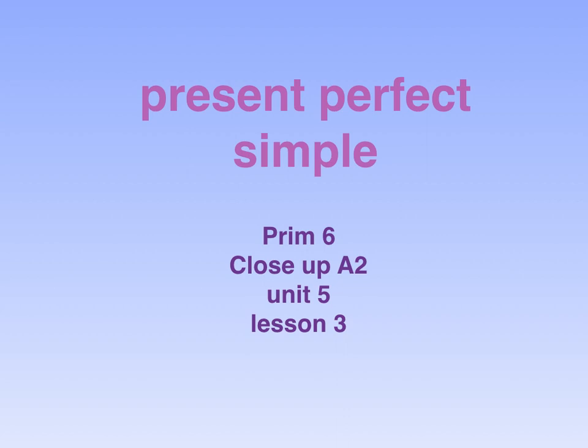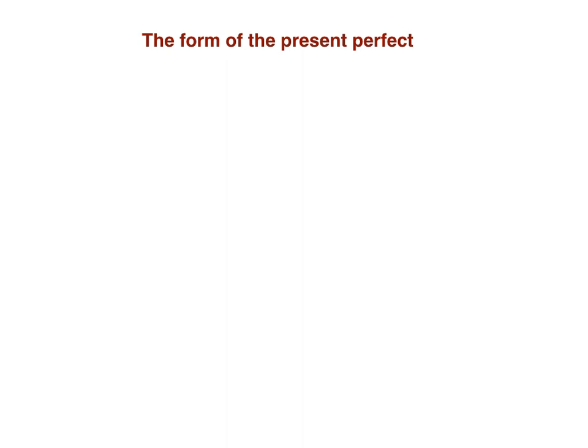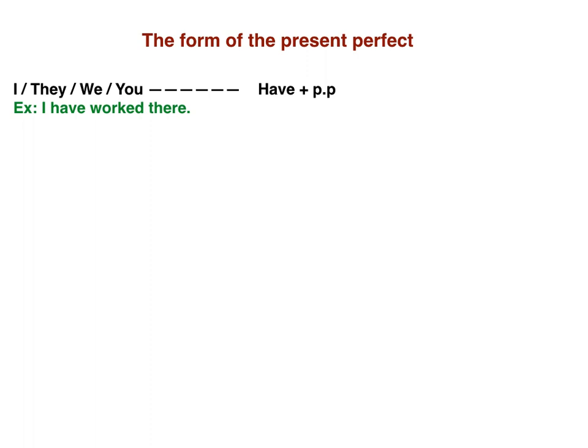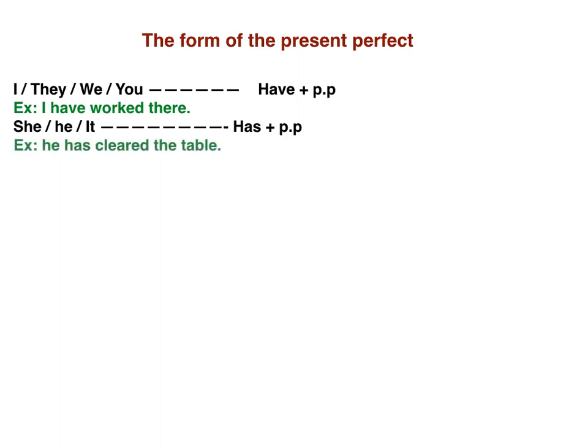Before we start our exercise, let me teach you how to use the present perfect simple first. What is the form of the present perfect tense? We use I, you, we, or they with the auxiliary verb have plus the verb in the past participle. For example, I have worked there. Or we use she, he, or it with the auxiliary verb has plus the verb in the past participle. For example, he has cleared the table.